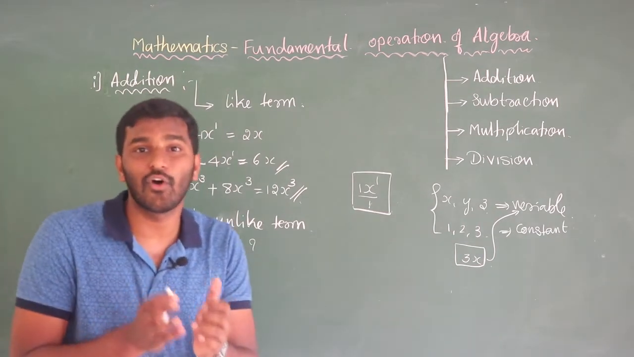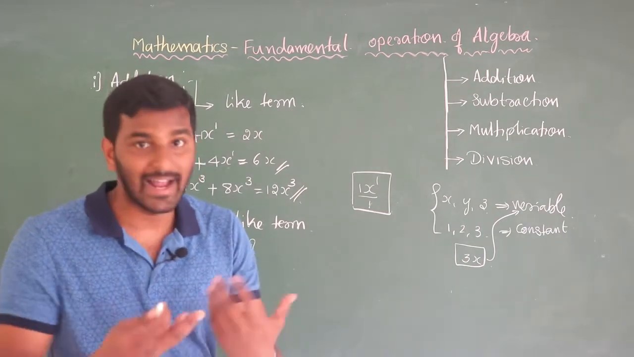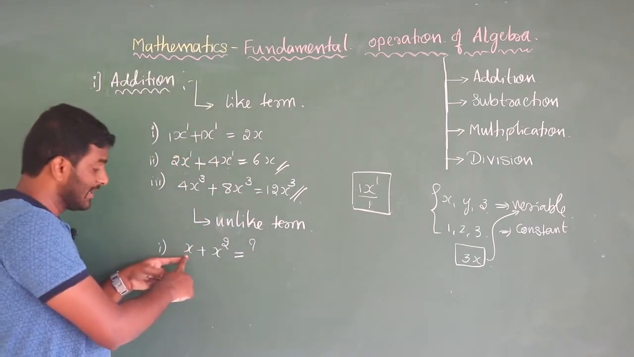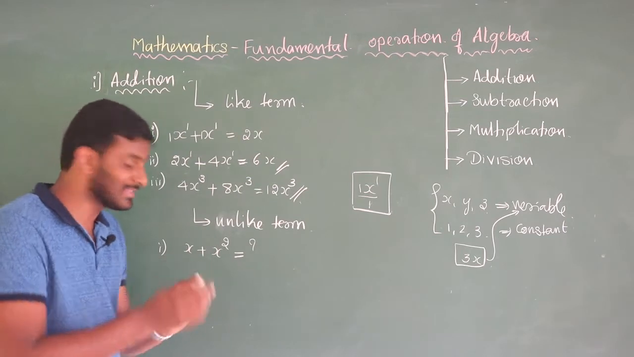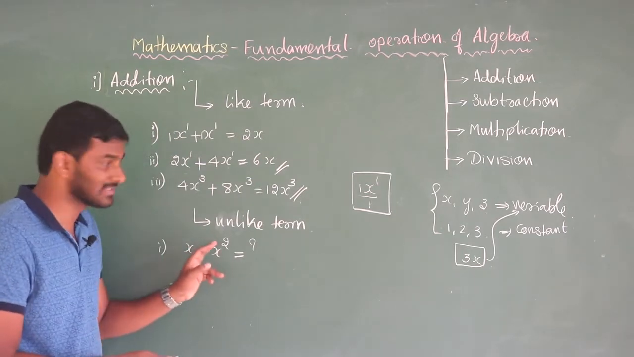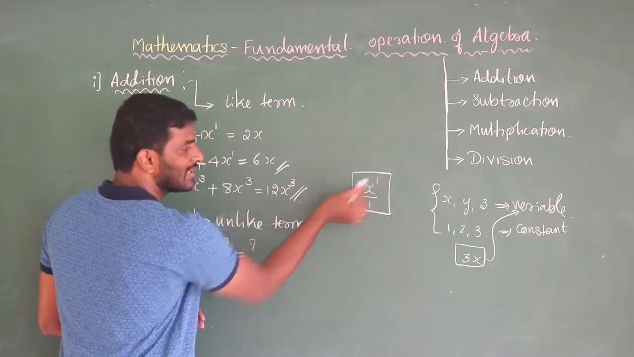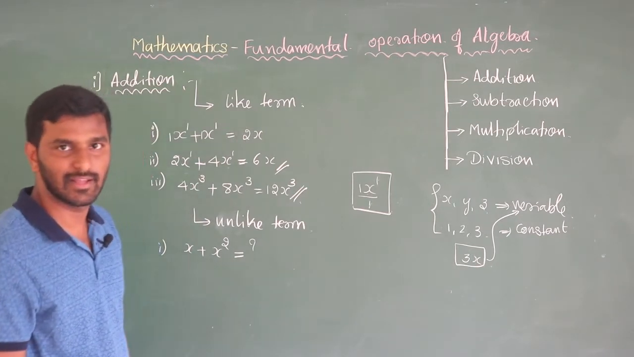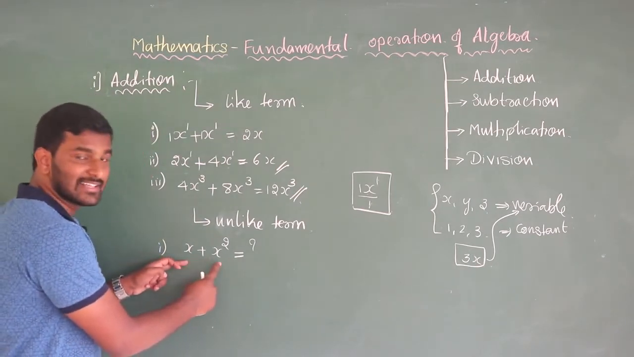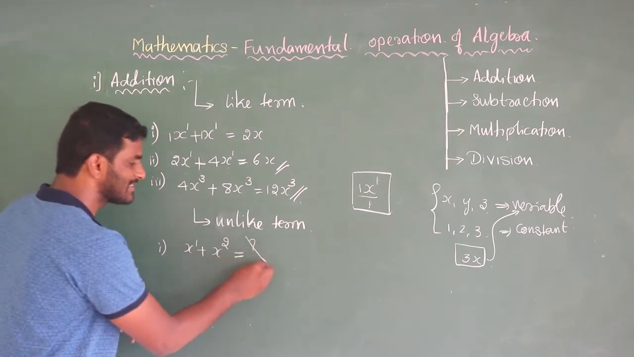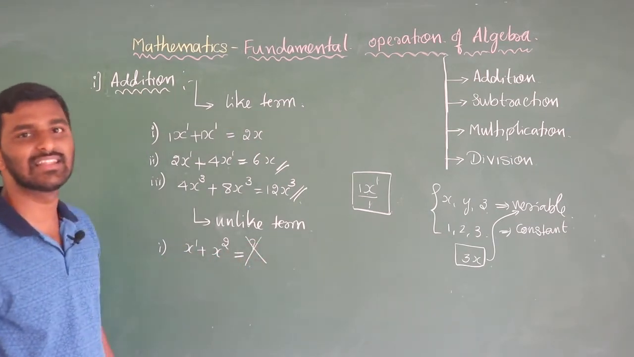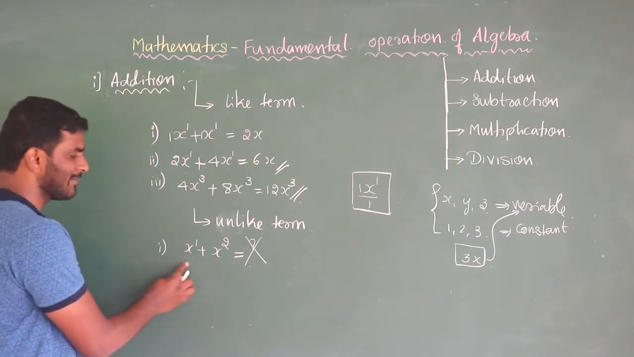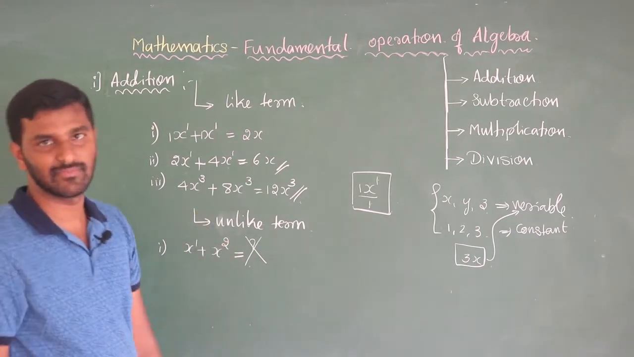Unlike terms, it is not possible to add, because here this is what a base, and here the indices, power, exponent, you can call it anything. x square has 2. So here it is not possible to add these unlike terms. Because it is the same variable but the degree is different, you can't add.